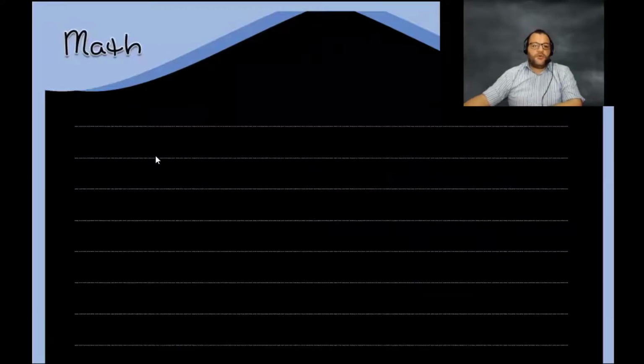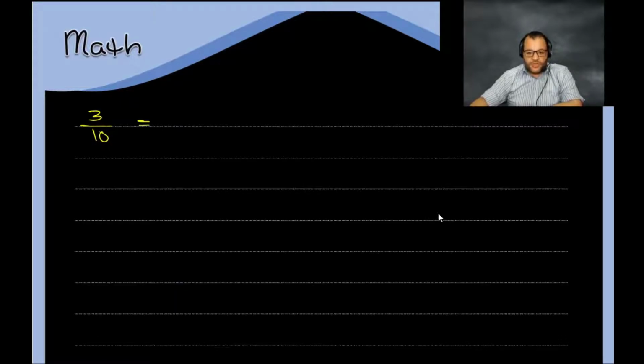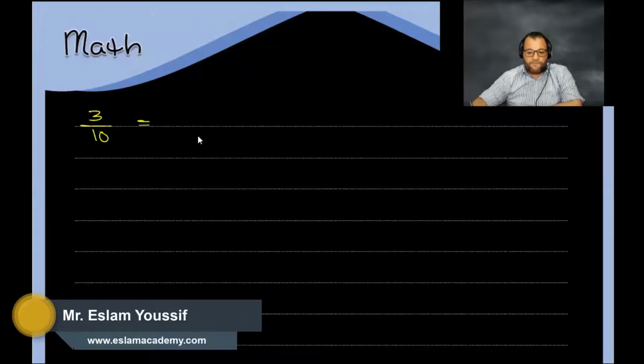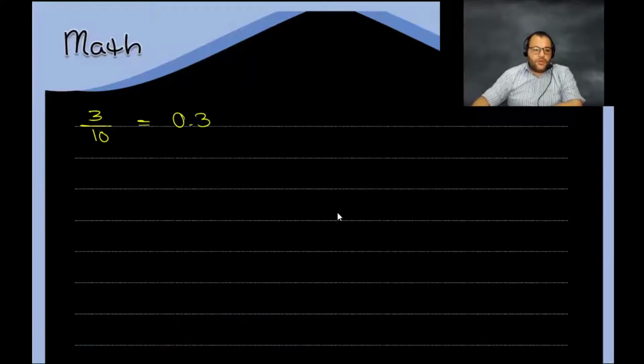Okay, suppose now we have 3 out of 10. Can you write this number as a decimal? Who can write this number as a decimal? If you know how to, please raise your hand. What's the answer? I need it as a decimal. 0.3. Okay. Just 1 minute, I just need to finish because we are wasting a lot of time.